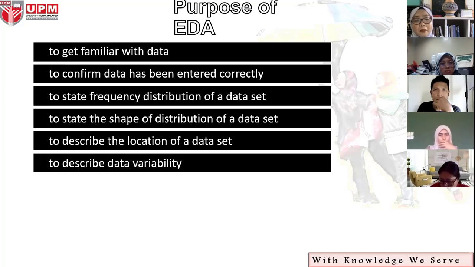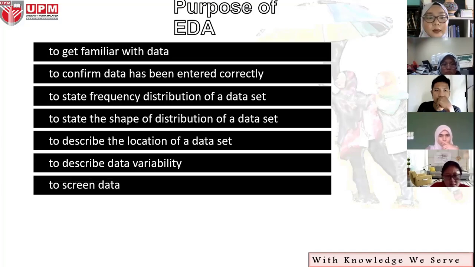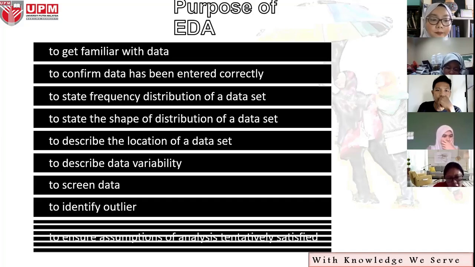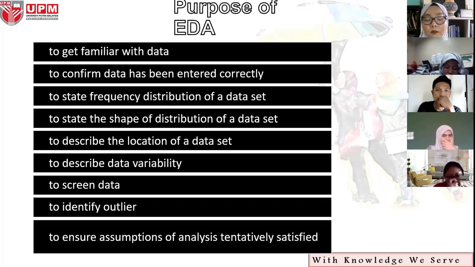Okay. To describe data variability, to describe our data dispersion. How does our data disperse? Okay, and then to screen data. Screening may include the outliers, missing values, extreme values. And then to identify outliers, and to ensure the assumptions of analysis are tentatively satisfied. Okay, so these are the purposes of EDA.